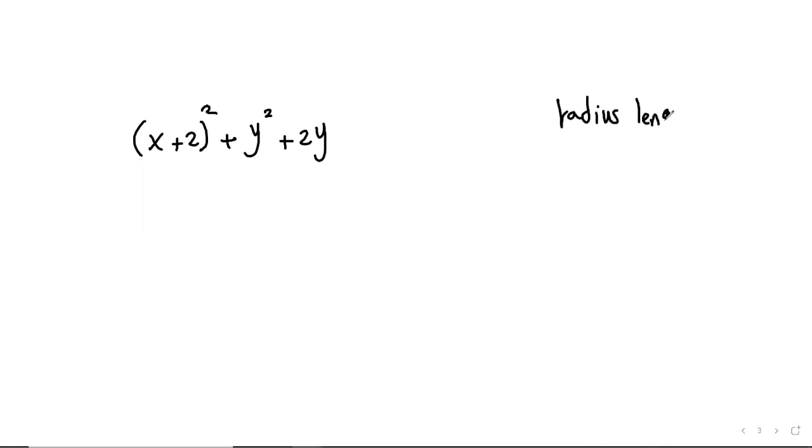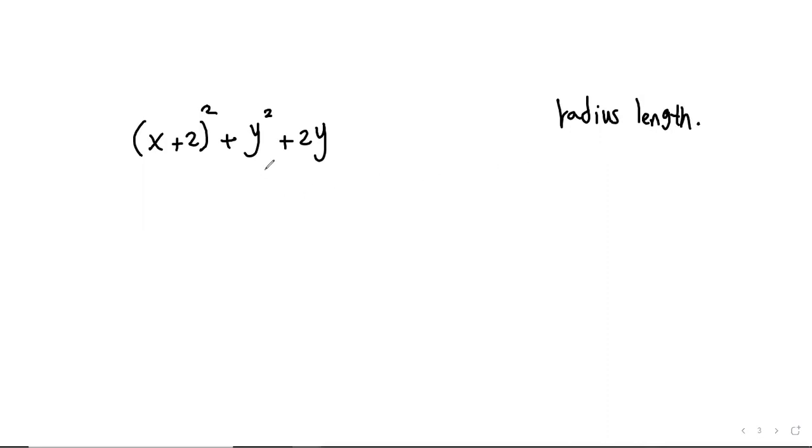Helena, question 3. The equation is written as x plus 2 to the power of 2 plus y to the power of 2 plus 2y. And I want to find the radius length. So how can we find the radius length?